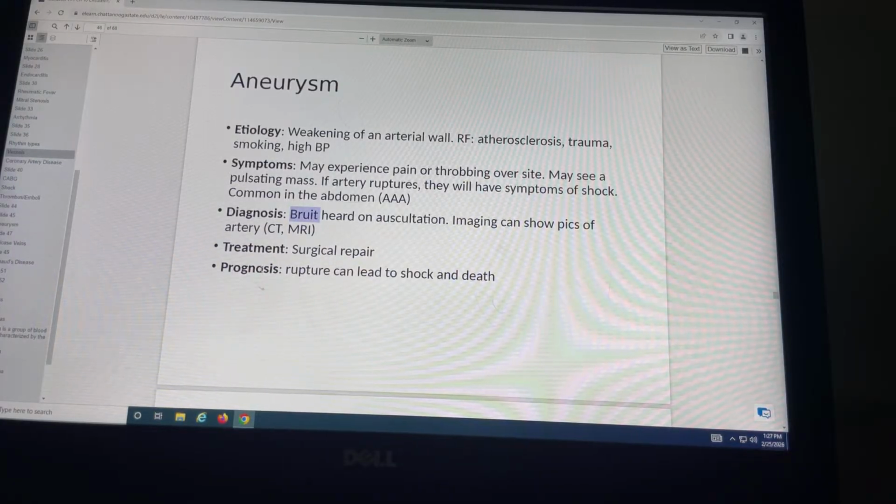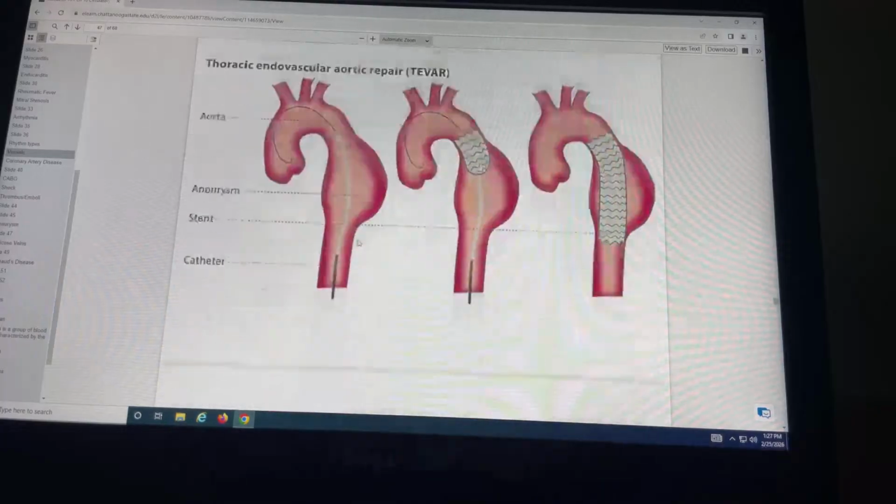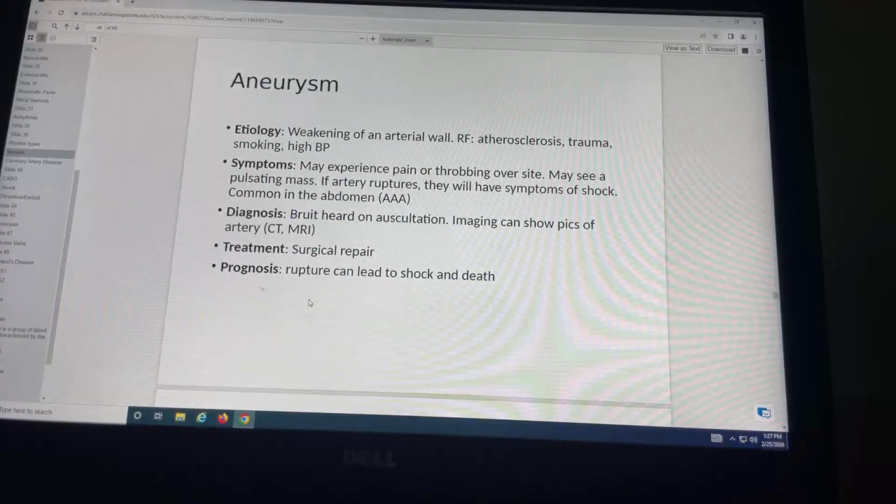And if you don't, it can rupture and that can lead to shock or death. So it's not really optional. You really need to get that fixed. Any questions about that one, aneurysm?